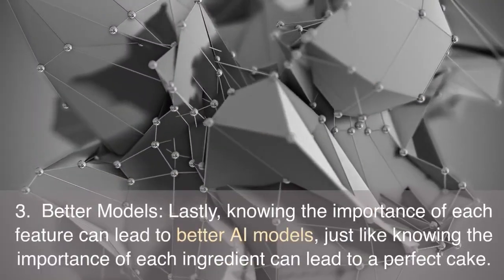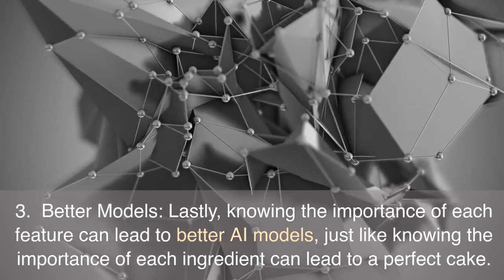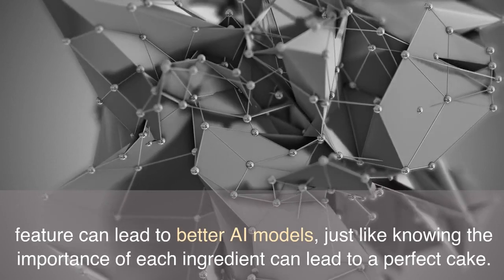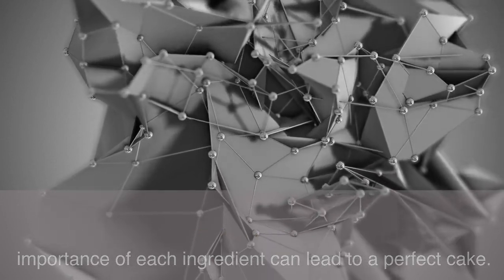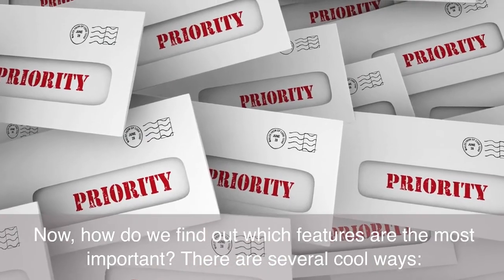3. Better models. Lastly, knowing the importance of each feature can lead to better AI models, just like knowing the importance of each ingredient can lead to a perfect cake. Oh, okay, go on. Now, how do we find out which features are the most important?